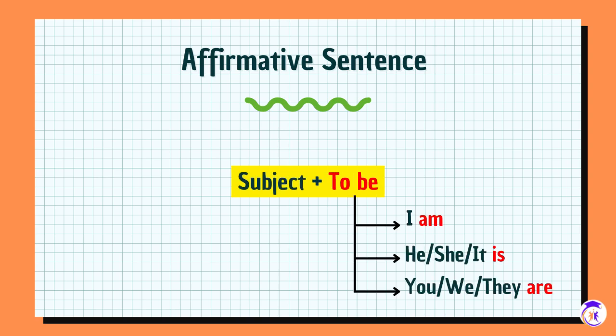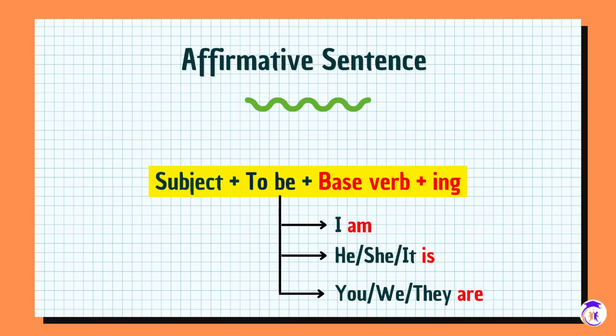The present simple of the auxiliary verb to be. The form of the verb to be varies according to the subject. Am is used with the pronoun I. Is is used with the pronouns he, she, and it. Are is used with the pronouns you, we, and they. Then the present participle of the main verb, the base form plus ing. The main verb is invariable in the present participle form, ing.